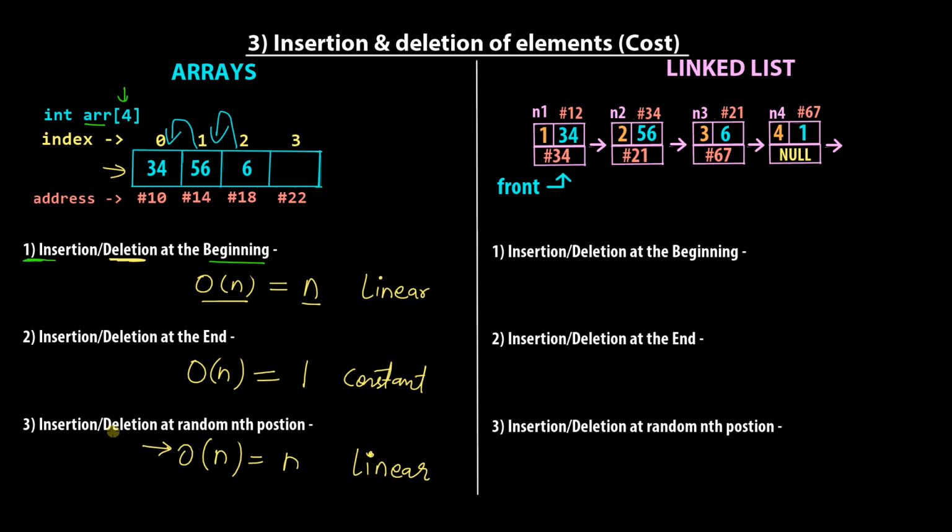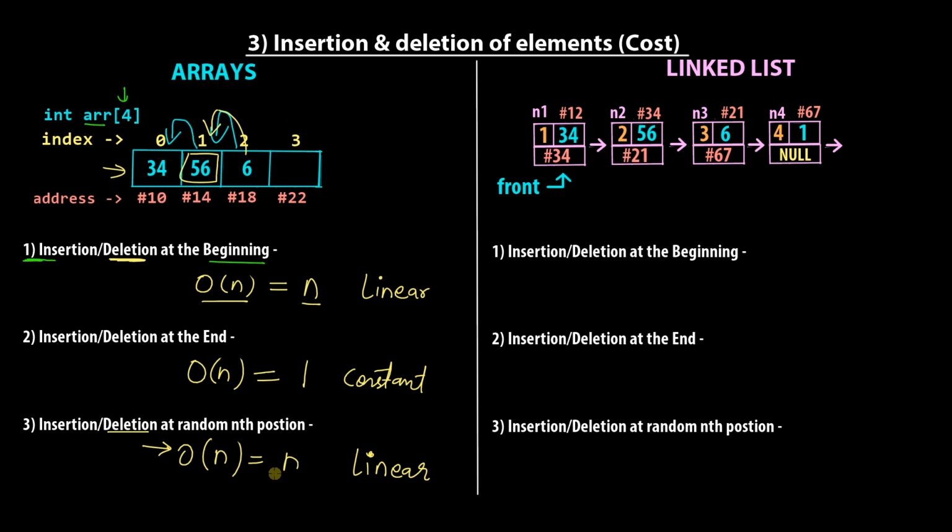And lastly, again, deletion at random nth position also will require linear time, because if you delete 56, you'll have to switch or shift 6 over here. So every element ahead of 56, if you have n elements, they require n hops.